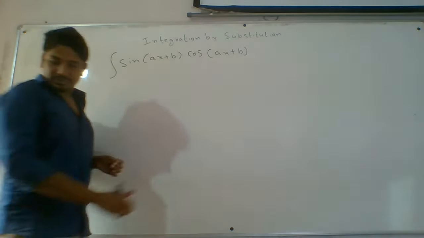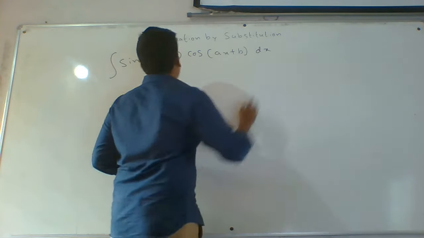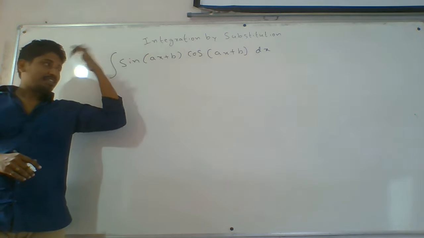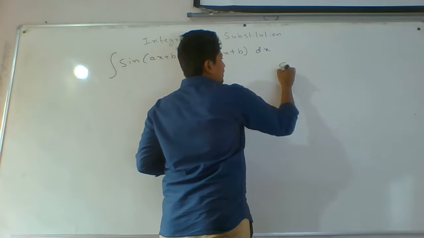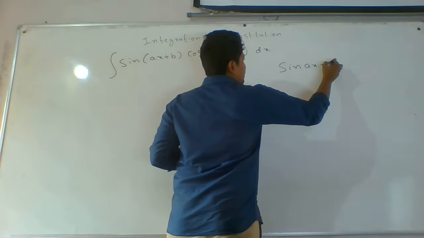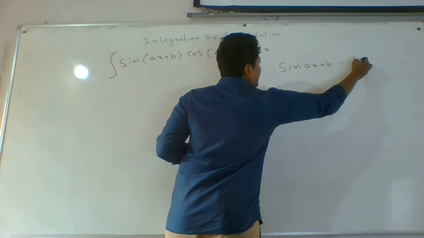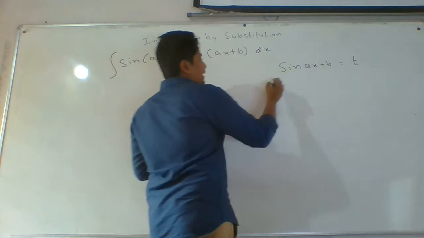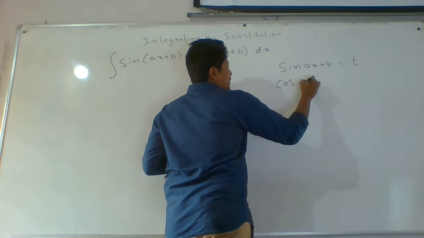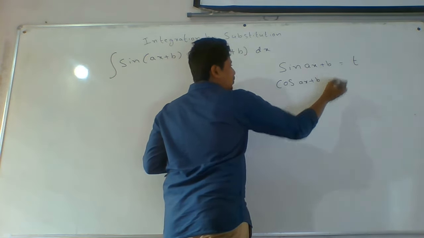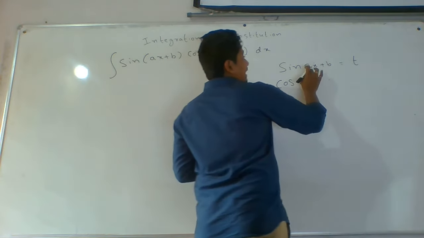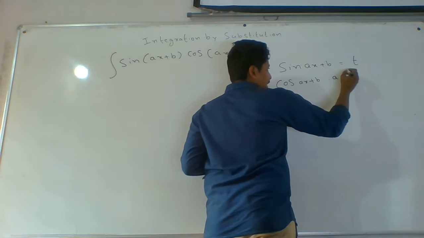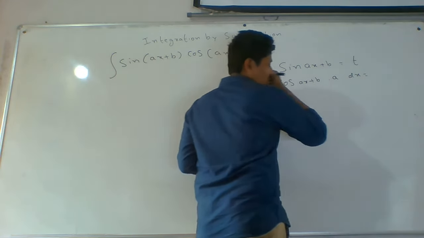Let us assume here. If we think sine ax plus b as t, what is the derivative of sine ax plus b? It is cos ax plus b into the derivative of ax plus b. The derivative of ax plus b is a, so it is a into dx.